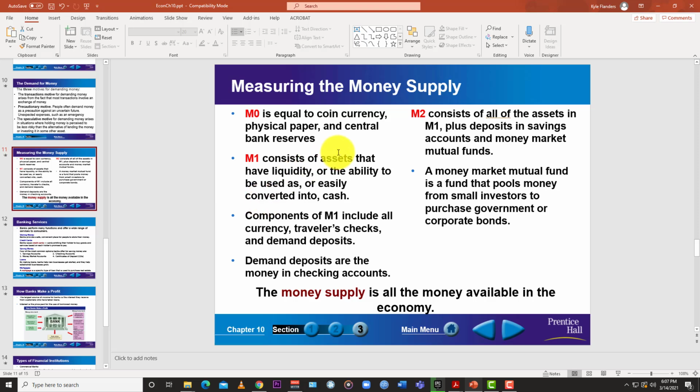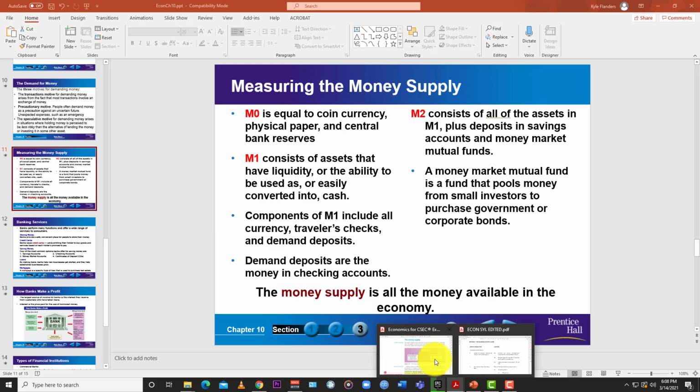What is M2? Now, M2 consists of all that is found in M0, all that is found in M1, plus deposits in saving accounts and money market mutual funds. A money market mutual fund is a fund that pools money from small investors to purchase government or corporate bonds. And so the overall thing is called a money supply. So those are the measures of the supply of money.